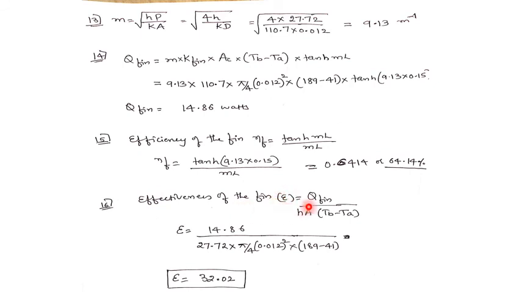Last we will calculate the effectiveness of the fin, which is given by the symbol epsilon. It is given by the formula Q fin, that is heat transfer through the fin divided by H into A in the bracket TB minus TA, where epsilon is given by Q, that is heat transfer through the fin. It is already calculated 14.86 divided by H is 27.72 into pi upon 4 d square into TB minus TA. So my effectiveness of the fin is 32.02.